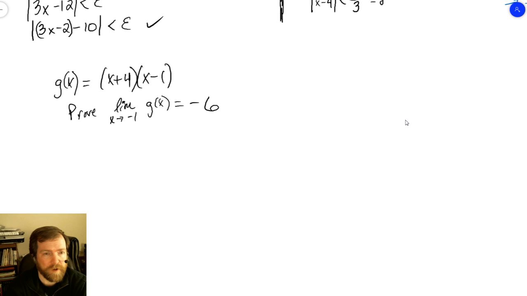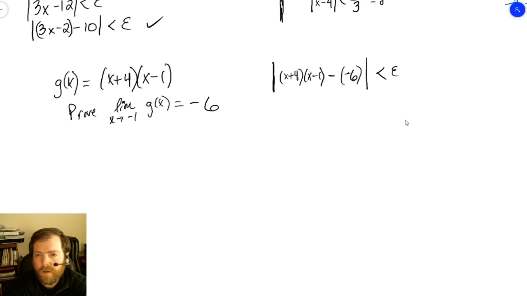Basically you're doing the same thing as you did up above, where we're looking at the distance between -1 and some x value. And again, we have to start with absolute value of x plus 4 times x minus 1 minus the limit value, -6, is less than epsilon. Then how are we going to break this up? So I think, oh dear, I think we might have to actually do this out. It's x squared plus 3x minus 4 plus 6. Yeah. Alright, yeah, I remember now.